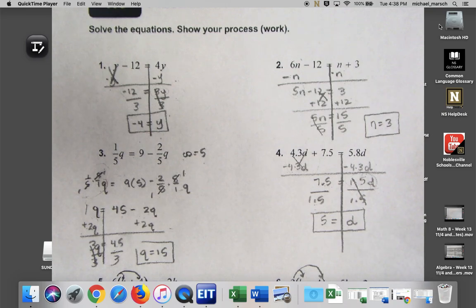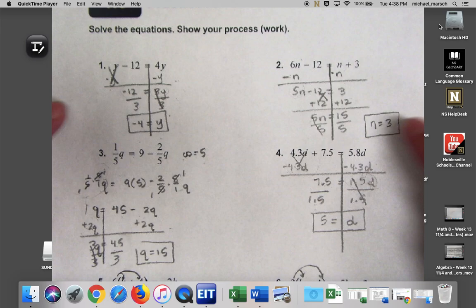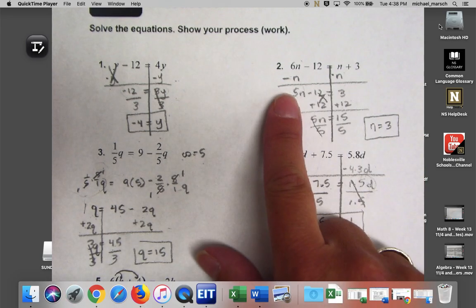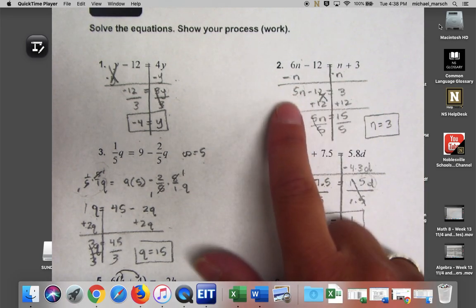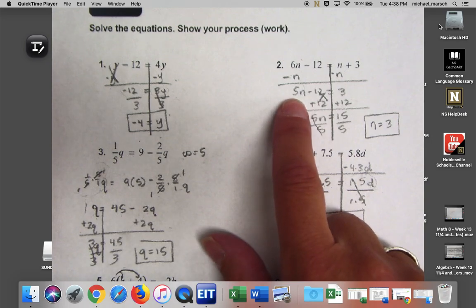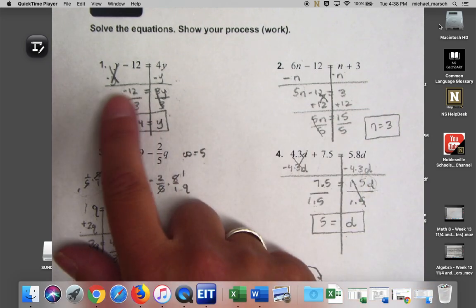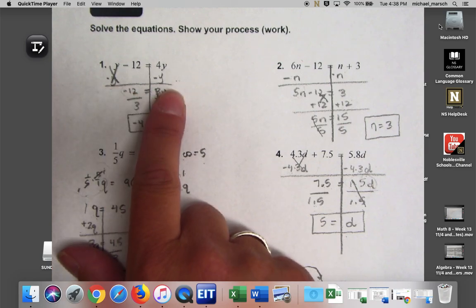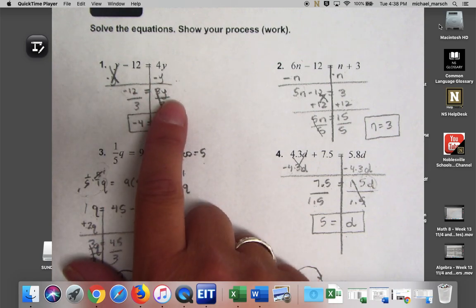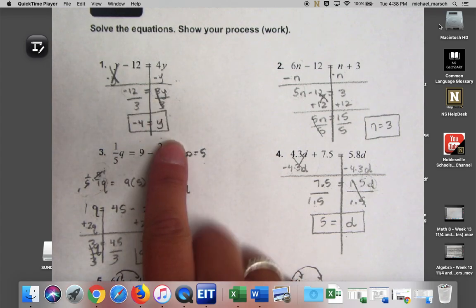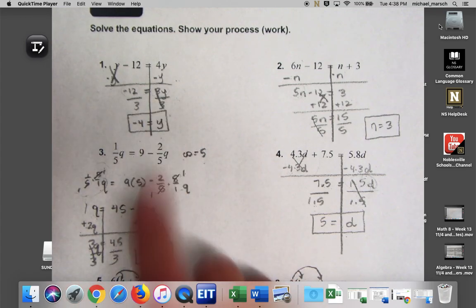Hopefully you didn't have any trouble on 1 and 2 by moving, when you have variables on both sides, subtracting, trying to keep that coefficient positive, and then I just had a two-stepper. Again, I subtracted the y, and 4 minus 1y gives me 3y, and then I just had to finish it up by dividing by 3.